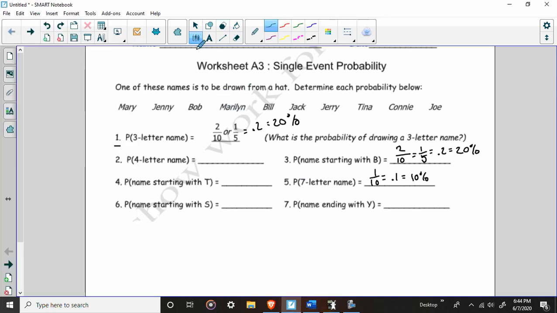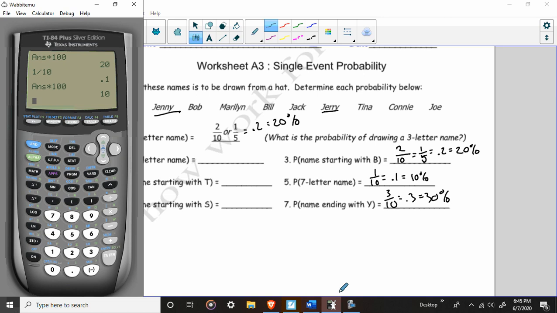Our last one, let's find a name ending with Y. All right, well, we got Mary, Jenny, Jerry. Okay, so we got 3 of them, right? 3 of them end in Y. So that's 3 out of 10, which is 3/10, which is 30%. Again, you got that, that's 3 out of 10, which is 0.3, and 0.3 times 100. Oops, 0.3. Right, clear, sorry.